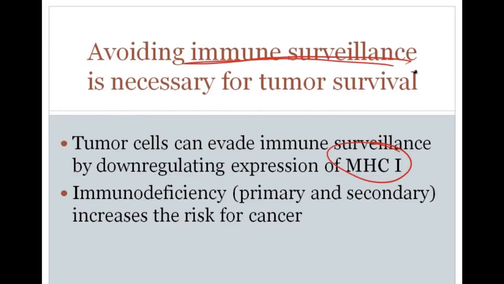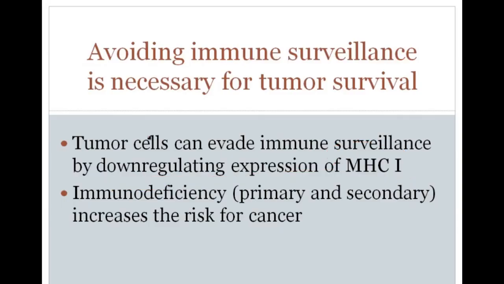So one of the ways by which tumors can avoid this immune surveillance is by downregulating MHC1. If MHC1 is downregulated, the abnormal proteins being produced by the tumor won't be expressed on the surface, and the CD8 positive T cells won't be able to come in and kill those tumor cells. So that's one way by which tumor cells can avoid immune surveillance.